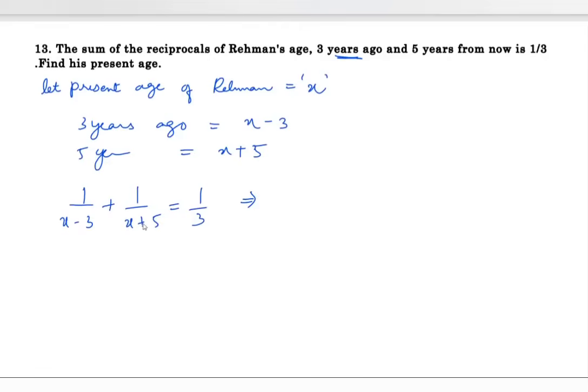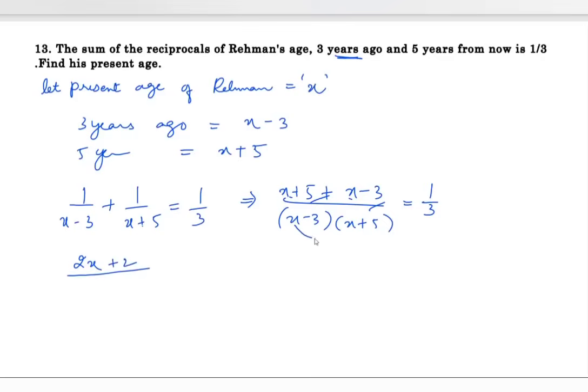Now take the butterfly method. x plus 5 into 1 is x plus 5, plus x minus 3 into 1 is x minus 3, divided by x minus 3 into x plus 5, equals 1 by 3. Now x plus x is 2x, 5 minus 3 is 2, that is plus 2, divided by, now this is the binomial, x into x, x square, x into 5 is 5x. Now 3 into x is minus 3x, minus 3 into 5 is minus 15, equals 1 by 3.